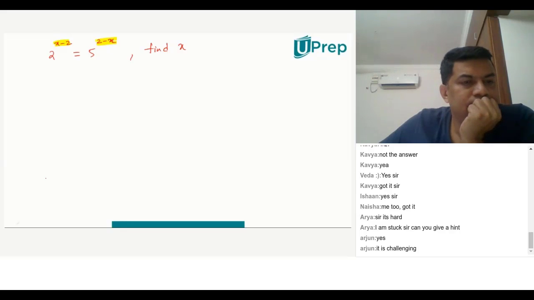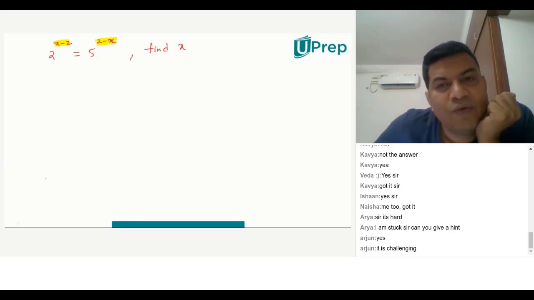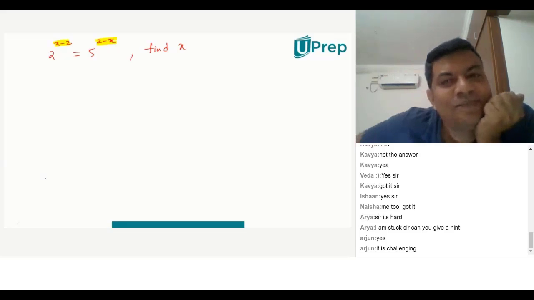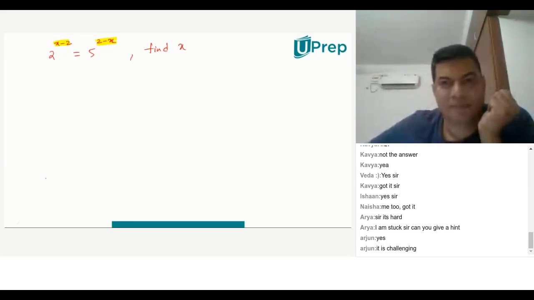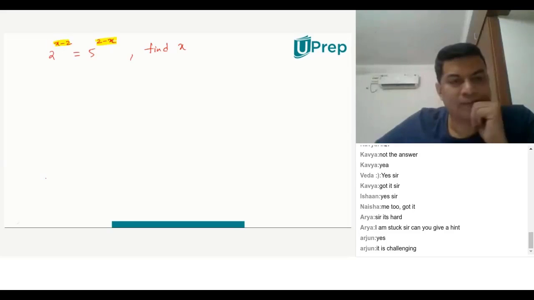Sir, is x 2? Akshat, what is it? Is x 2? Wonderful, Akshat. x is 2. Yes, you're right. How did you get it? Yeah, Akshat, go ahead, explain. Sir, I got 2. Sir, I also got 2. x is equal to 2.